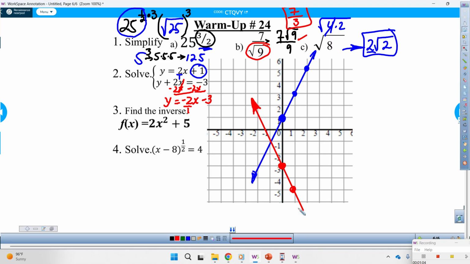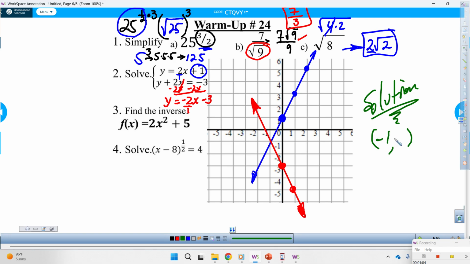All right, tell your neighbor the solution, and then we're going to pass someone solution. Autumn, solution. Negative 1, negative 1. That is correct. And it's where both lines, what, everyone? Intersect. That is correct. There it is. All right, let's go to number 3.